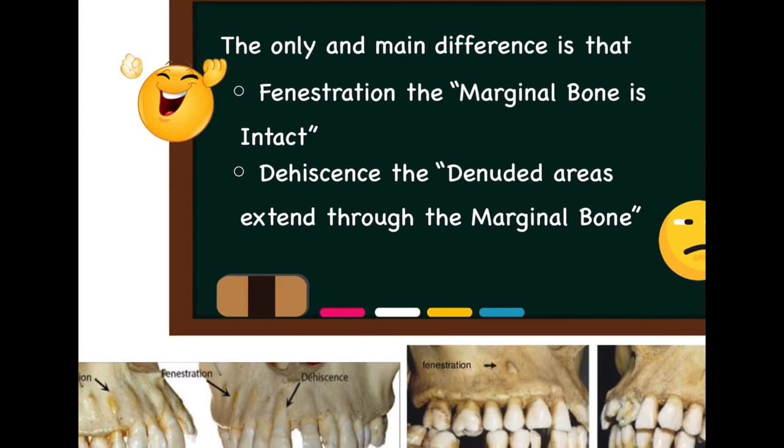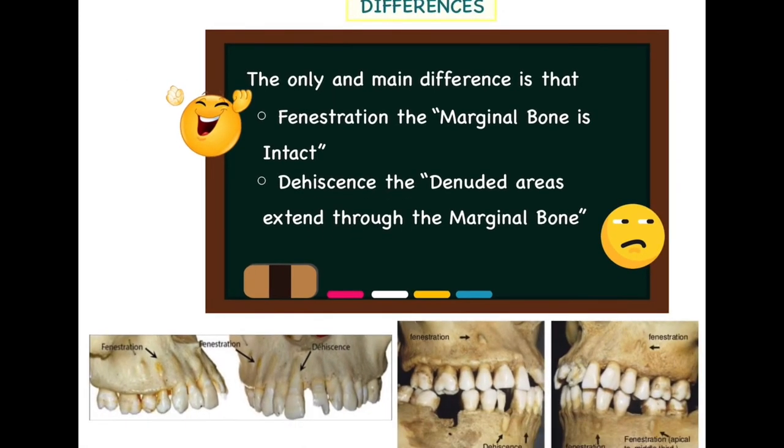Now whenever we are attempting any question pertaining to the differences, we'll always start with the definition, right? Then we'll highlight our major and the only difference here, that fenestration does not involve the marginal bone. However, in dehiscence, it will definitely extend to the marginal bone. One more difference we can mention is that the bone loss is less severe in case of fenestration. However, it is very extensive in case of dehiscence.